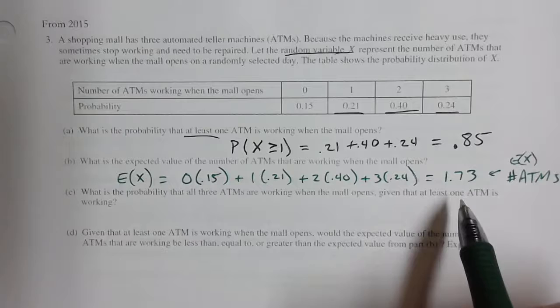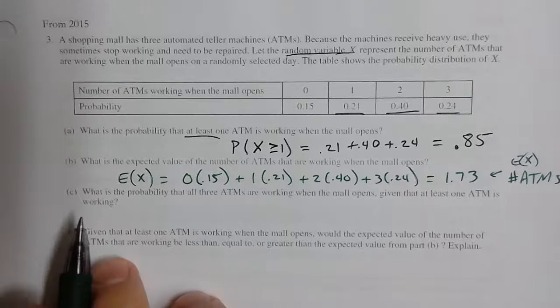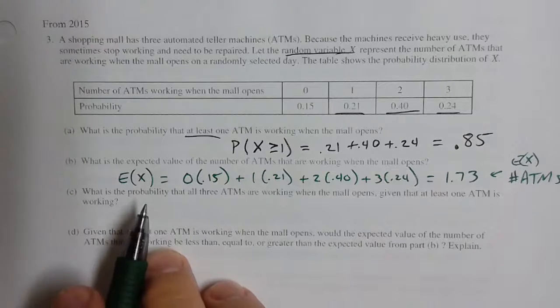And then the third part here asks, what is the probability that all 3 ATMs are working when the mall opens? And we know that number here, but it follows that with given that at least one ATM is working.